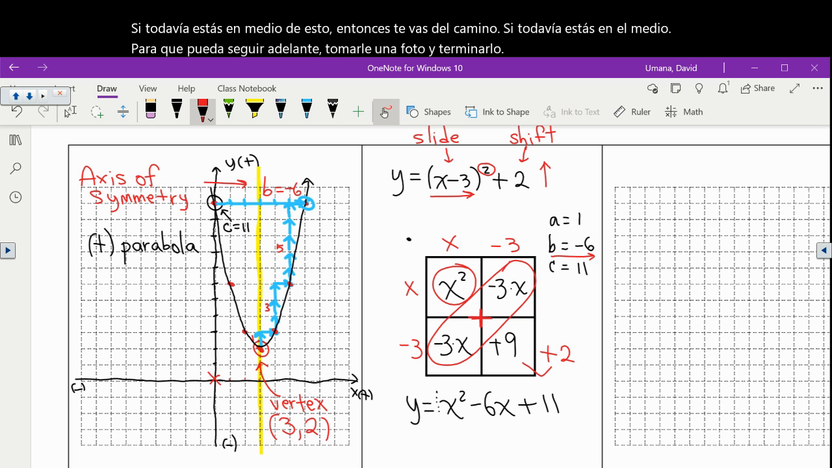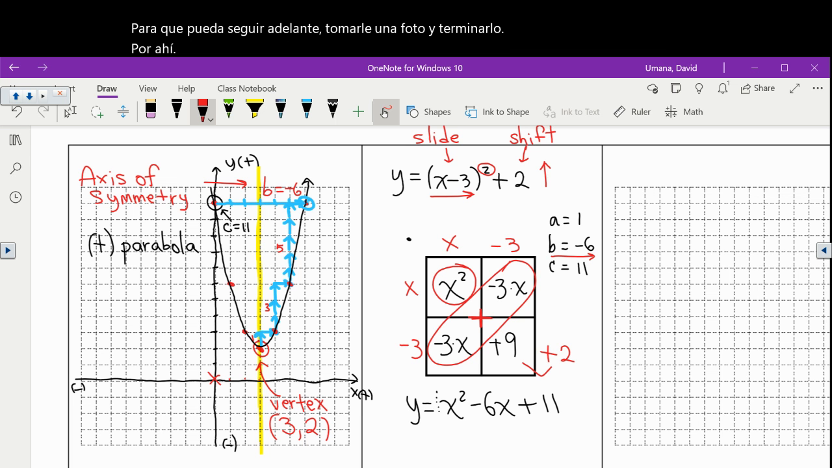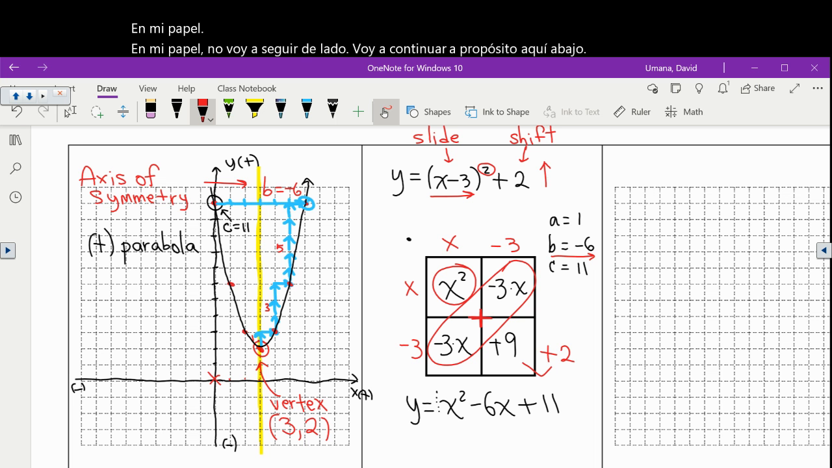That way, because I already promised a few people something, we can just continue. Now, on my paper, I'm not going to continue on the side. I'm going to purposely continue down here.